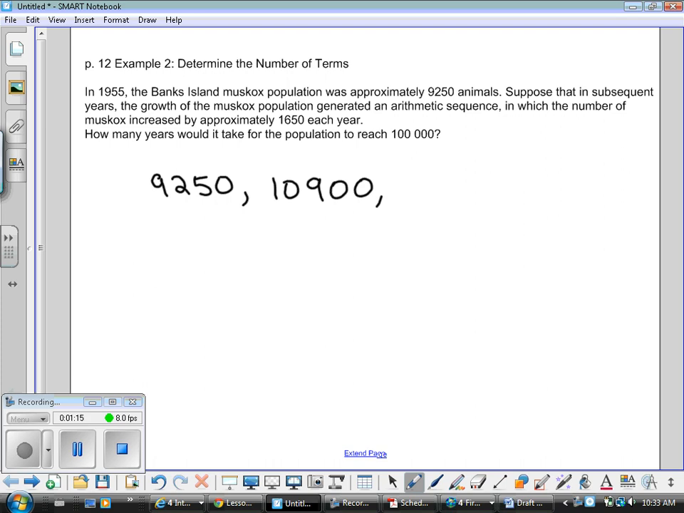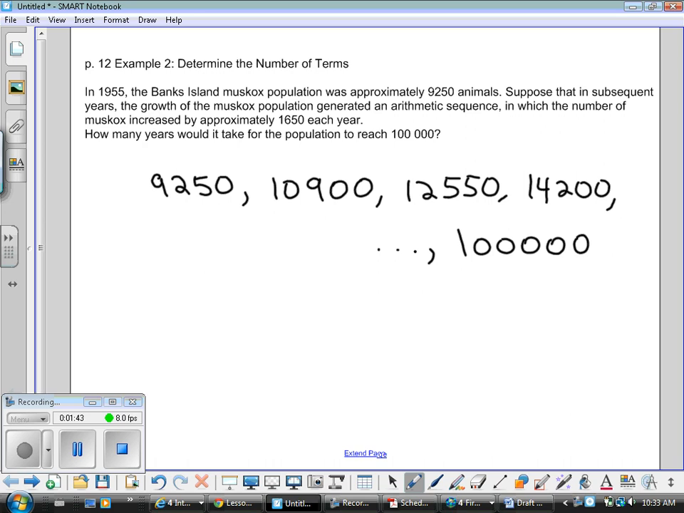Okay, to get to the population for the third year, we'd want to add 1,650 again. So we're getting to 12,550. In the fourth year, we're going to add that number again. That's going to give us 14,200. And I don't know how many terms we would have in between here. But what we're looking for now is the last term. That would be 100,000.